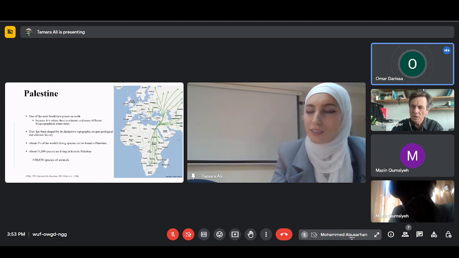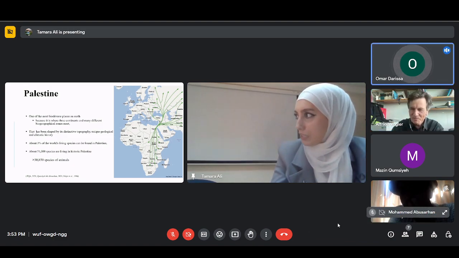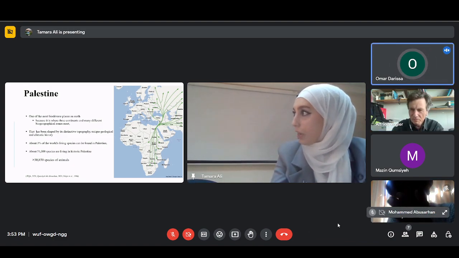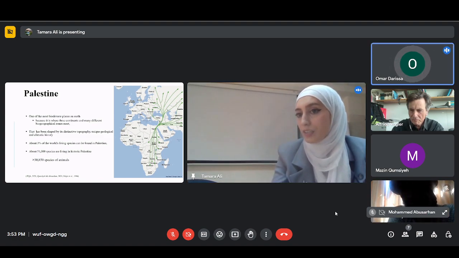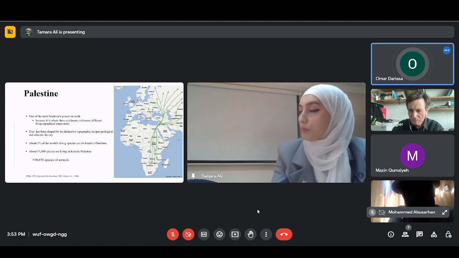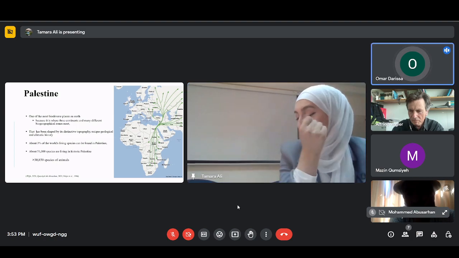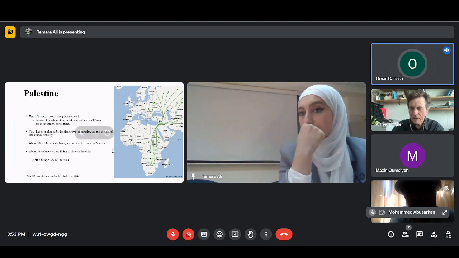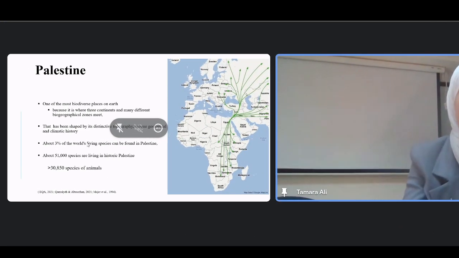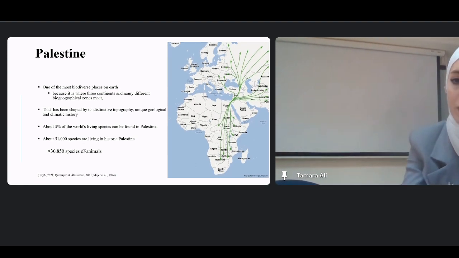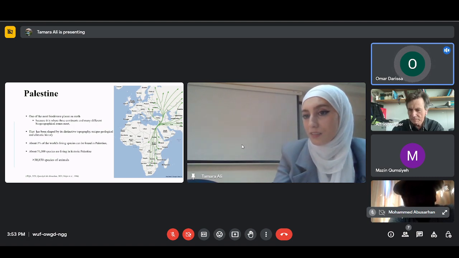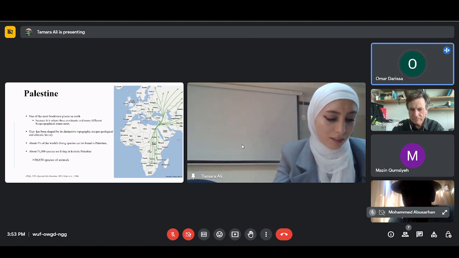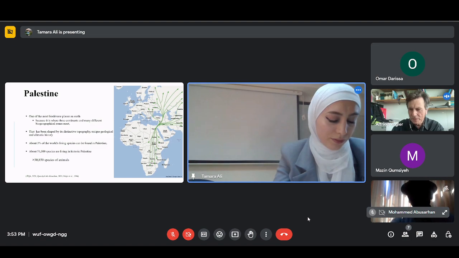Sure. This is the migration routes of birds across Africa to Europe and the other way around. About 60% of birds take Palestine as a resting place during their migration. So it has nothing to do with beetles, but it has to do with birds preferring Palestine on their migration to Africa or to Europe. Thank you for this.